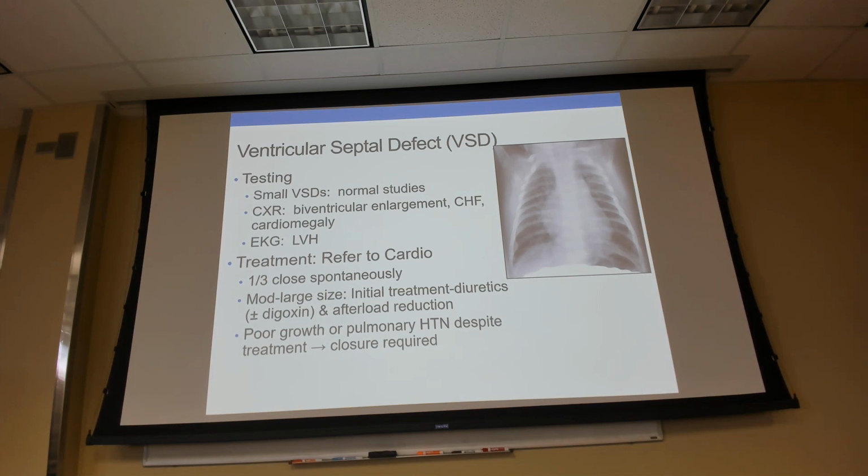Your moderate ones, or if they're on that muscular part of the septum, they often will have to have some diuretics to get some of that extra fluid off. You can see which way is this going to go over time, so we need to go in and close that. And then truly, if you have this poor growth, failure to thrive, a large defect, or you get pulmonary hypertension, it's going to require that closure.